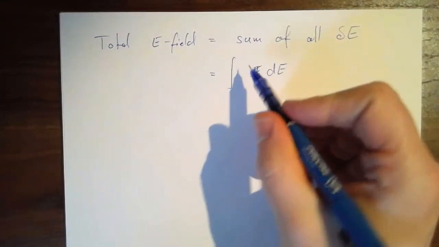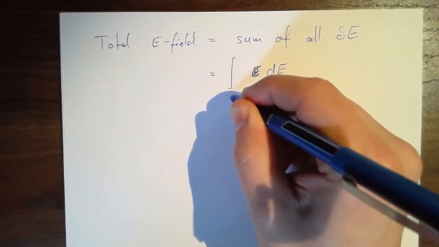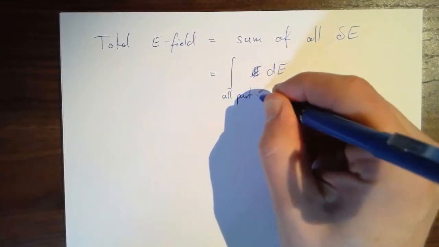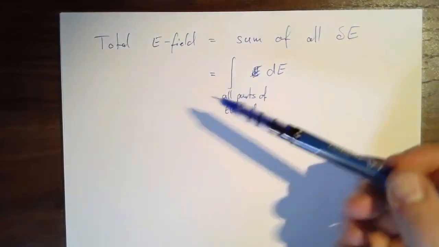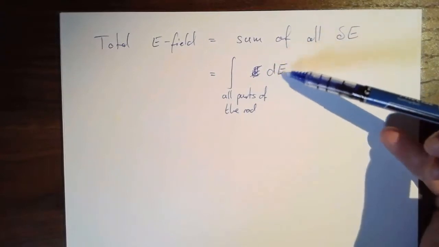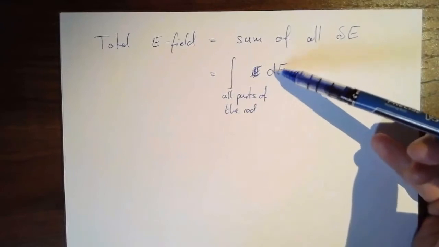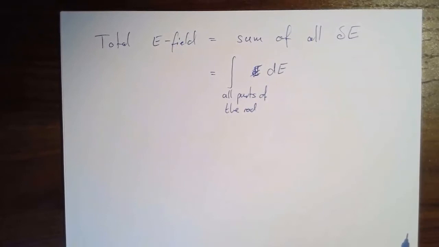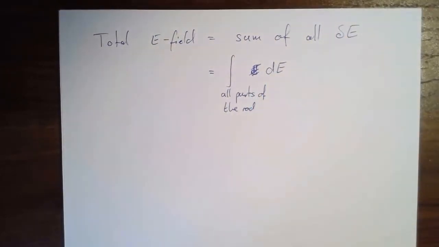And what am I summing over? I'm summing over all parts of the rod. And that's the conceptual thing I'm doing. I'm taking a sum over all parts of the rod. For each one, I take the piece, the contribution to the electric field, delta E, or now I'm going to write it as dE, because that's, I guess, the convention. That is, as you go to infinitesimally small chunks, you'll turn your deltas into d's.